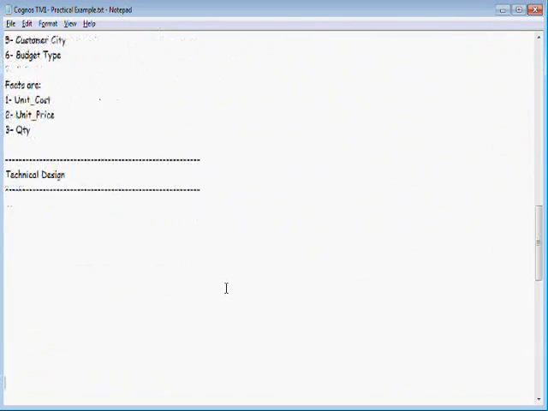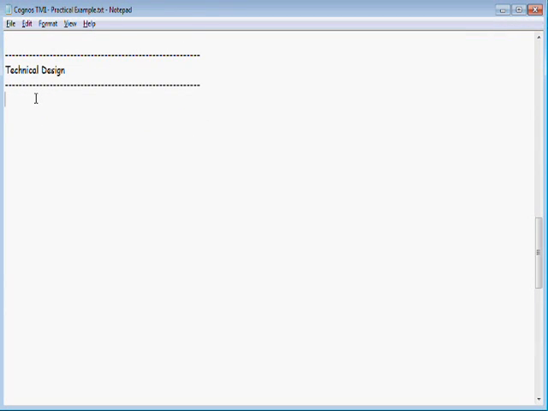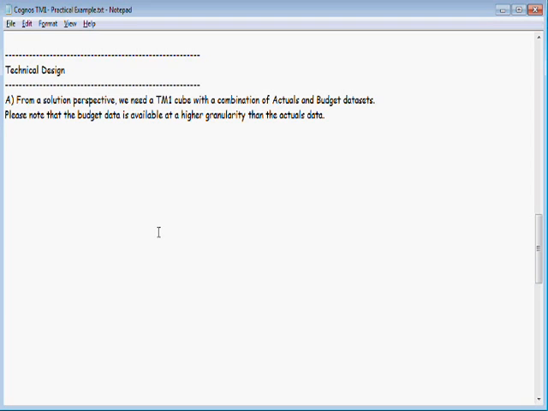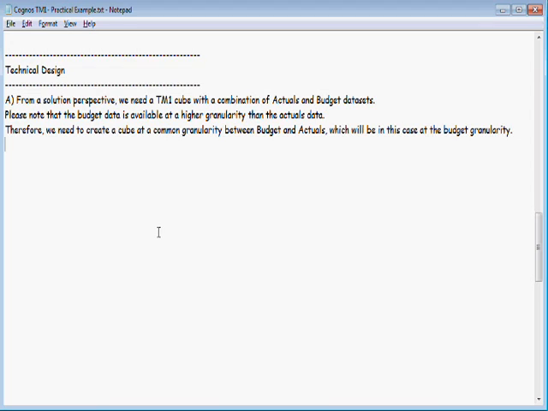Let's do a design. We are now into the design phase of the project. We have understood the requirements. So from a solution perspective, we do require a cube with a combination of actual and budget data sets. Please note that the budget data is available at a higher granularity than actuals data, obviously, because we don't do the budgeting at the date level, we do the actuals at date. Therefore, we need to create a cube which has the common granularity between the budget and actuals. That means in this case it will be the budget granularity, which means that we need to roll up or aggregate the actuals data to match the granularity for budget.